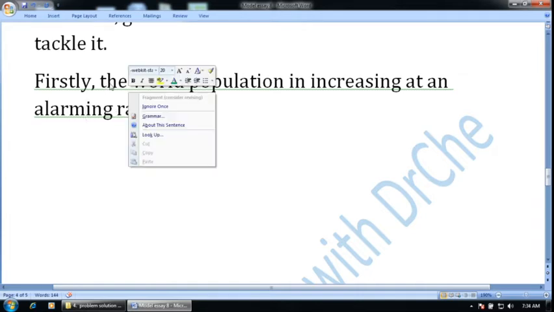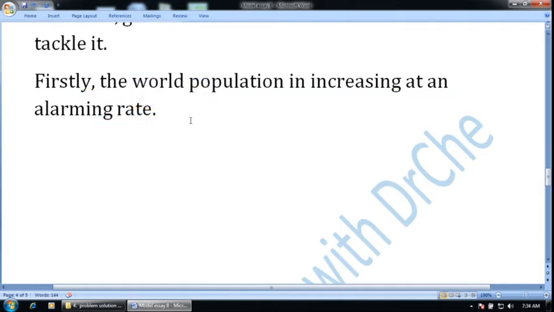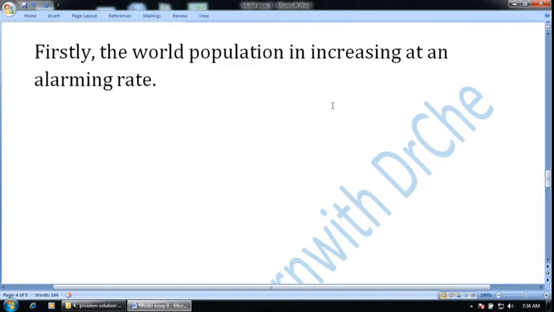What is the problem here? Firstly, the world population is increasing at an alarming rate. This is the topic sentence. The topic sentence should be simple and should be the main idea of the whole body paragraph. Then I would go for my explanations. I would give an example, just an invented thing, to give reasons for the increasing population.